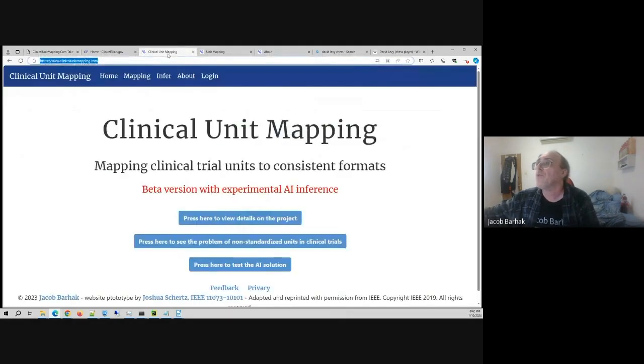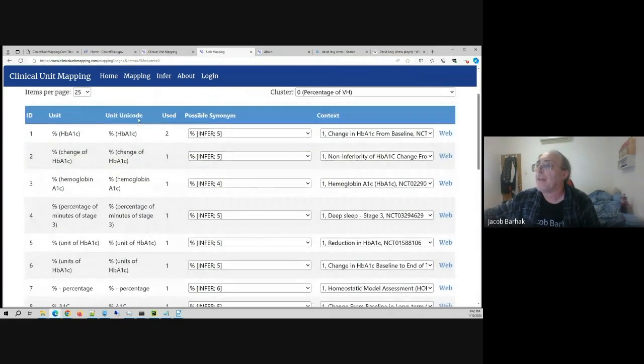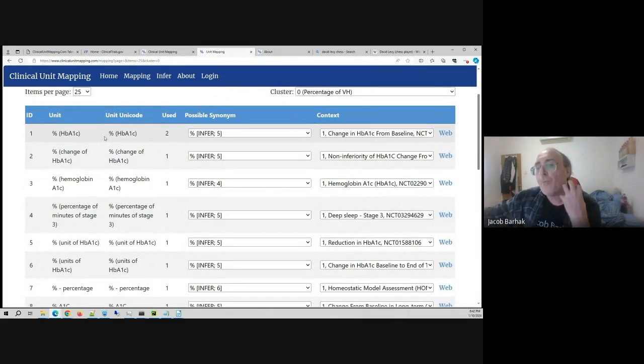Let me show you the actual website. I already showed you the unit mapping here, but let me show you how bad the problem is. HbA1c is a measure of diabetes. It's measured in percent.